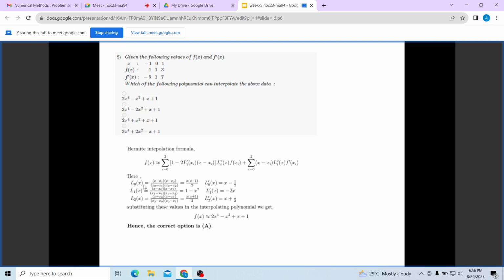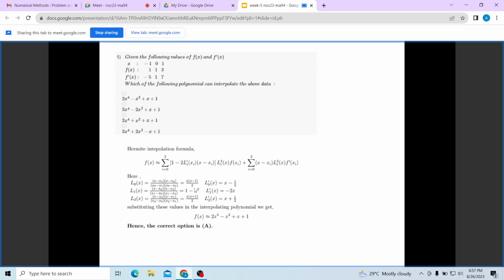So L naught x is given by x minus x1 into x minus x2 upon x naught minus x1 into x naught minus x2. Here in the numerator we will exclude the x naught term, and in the place of x we will write x naught in the denominator. Okay. So you'll get this. Now you know the x naught, x1 and x2 values, that is minus 1, 0 and 1. So substitute those values, you will get x into x minus 1 by 2. Okay. So this will give you L naught of x.